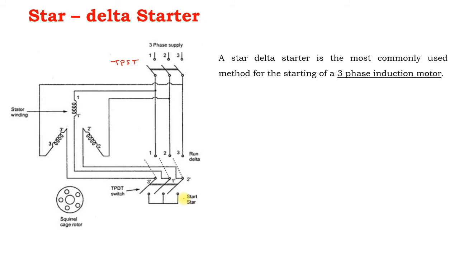Why are we using star connections at the starter? We know that in star fashion IL is equal to IPH and EL is equal to root 3 times EPH. That means the voltage across each phase is reduced by root 3 times. Therefore, it reduces the starting voltage. Due to the reduced voltage, the current reduces. Hence, the star connection is required in the starting condition.